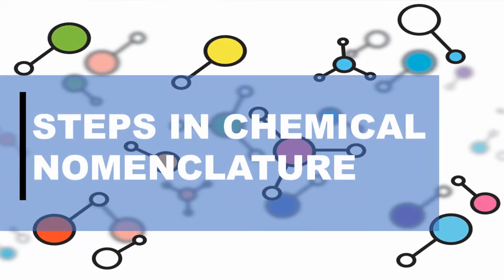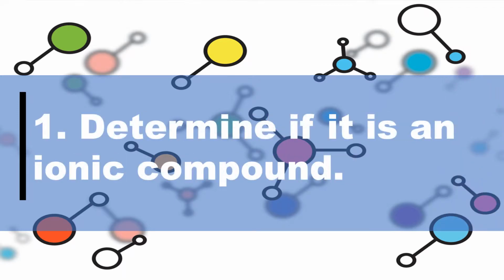After knowing the charge numbers of each element, let's move on to naming ionic compounds. But how to do that? Here are the following tips in chemical nomenclature. First is to determine if it is an ionic compound. In what way? Determine if each element in a compound is a metal or non-metal, which have been discussed earlier using the periodic table of elements.